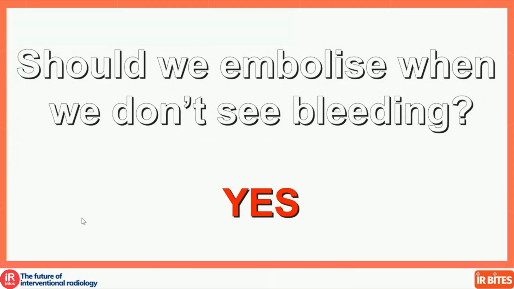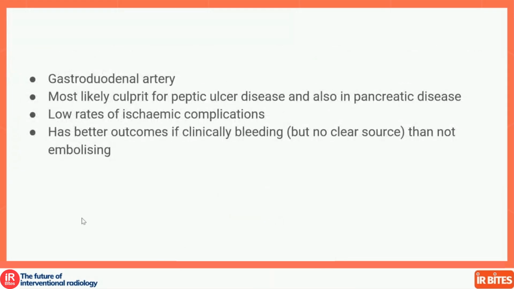But that's not actually the reason for doing it. So we do this most often in the gastroduodenal artery. In our centre, we've got lots of peptic ulcer disease, but we also cover the regional pancreatic centre. And they quite often have issues with the gastroduodenal artery post-surgery or in pancreatitis, because the pancreatic juices love blood vessels, and blood vessels hate them. So it's quite common for us to do gastroduodenal embolization as an empirical thing.